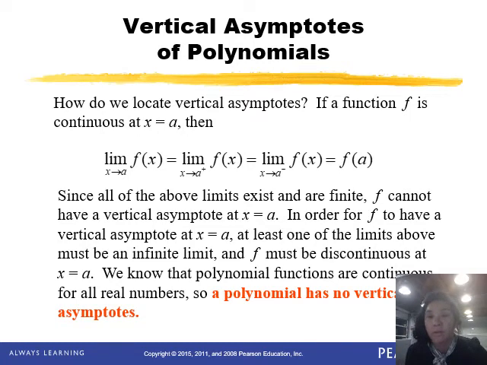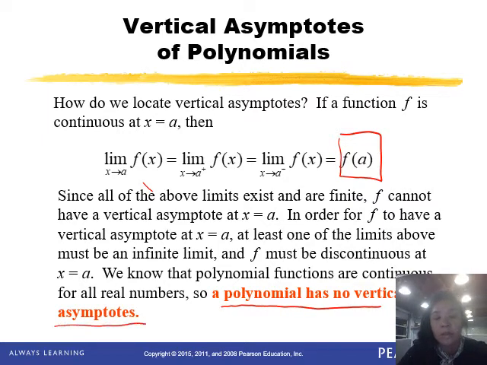How do we locate vertical asymptotes? Great question. If a function f is continuous at x equals a, then the limit of f of x is equal to the limit from the positive side, which is equal to the limit from the negative side, and it's equal to just plugging that constant into the function, just like we were doing in section 2.1. These limits are finite, and notice down here, a polynomial has no vertical asymptotes.